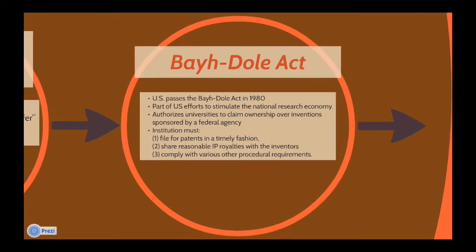This trend has coincided with the United States passage of the Bayh-Dole Act in 1980 as part of its efforts to stimulate the national research economy. The Bayh-Dole Act, as well as similar legislation in other countries, officially authorizes universities and other research institutions to claim ownership over inventions whose development was sponsored by a federal agency. In return for this federally granted authority, the institution must 1. File for eligible U.S. patents in a timely fashion, 2. Share reasonable IP royalties with the inventors, and 3. Comply with various other procedural requirements.